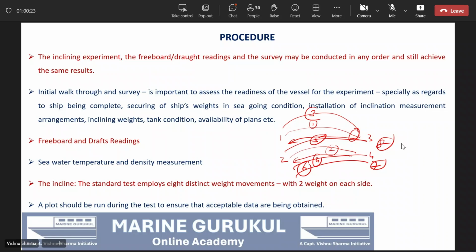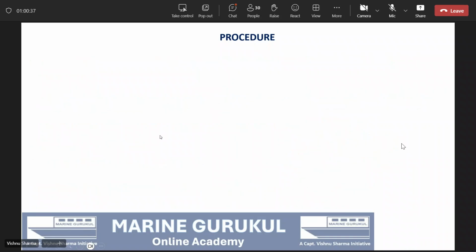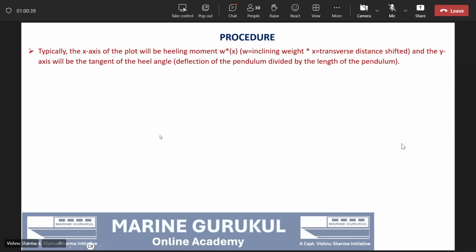Then to see whether your experiment is good or not, you usually draw a plot. People usually don't write this, but it's okay to know. A plot should be run during the test to ensure acceptable data are obtained. What plot is he talking about? On the x-axis, you have the heeling moment, small w into d. And on the y-axis, you have the tangent of the angle of heel, deflection of the pendulum divided by length of the pendulum, which is tan theta.